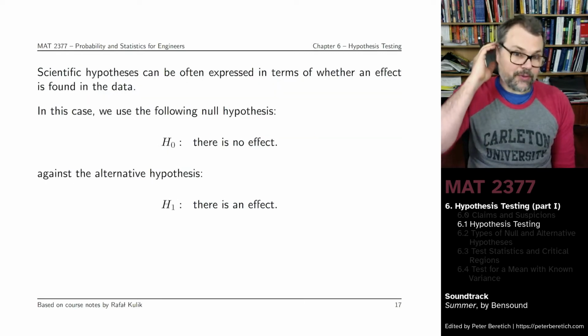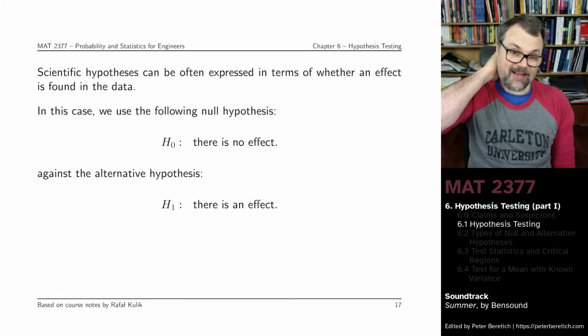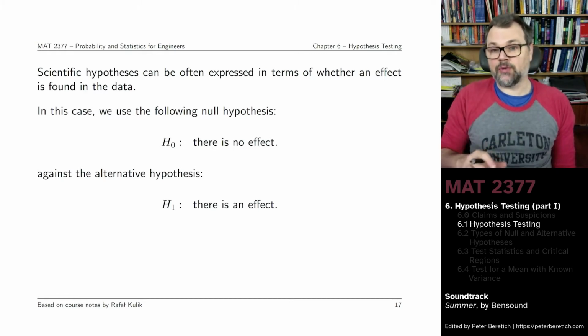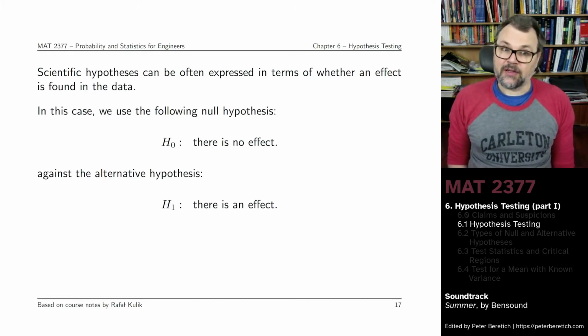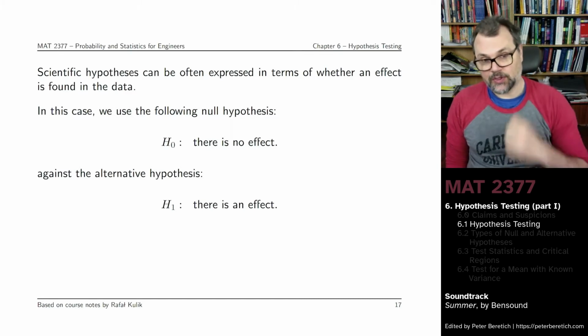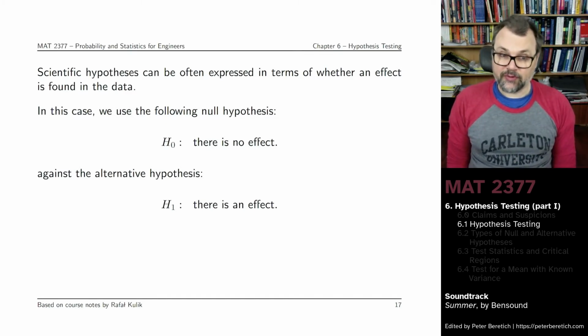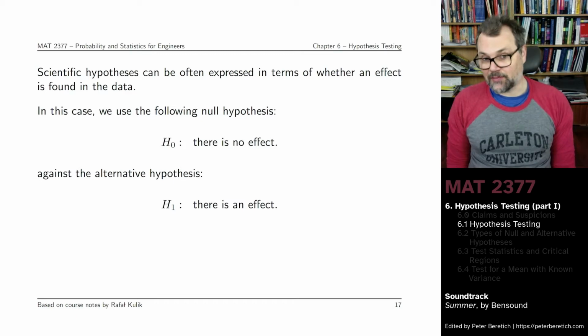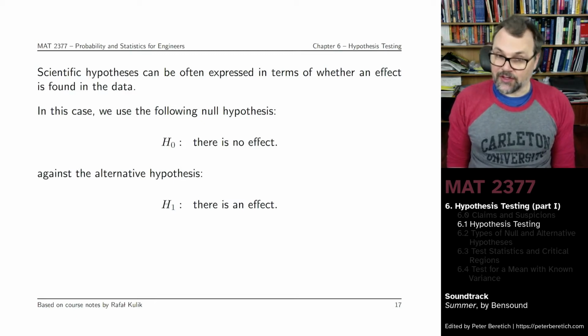From a scientific perspective, hypotheses are often expressed in terms of whether there's an effect in the data or not. So if that's the case, you're looking for a null hypothesis that would look like this one here. H0: there is no effect, against the alternative hypothesis, H1: there is an effect.